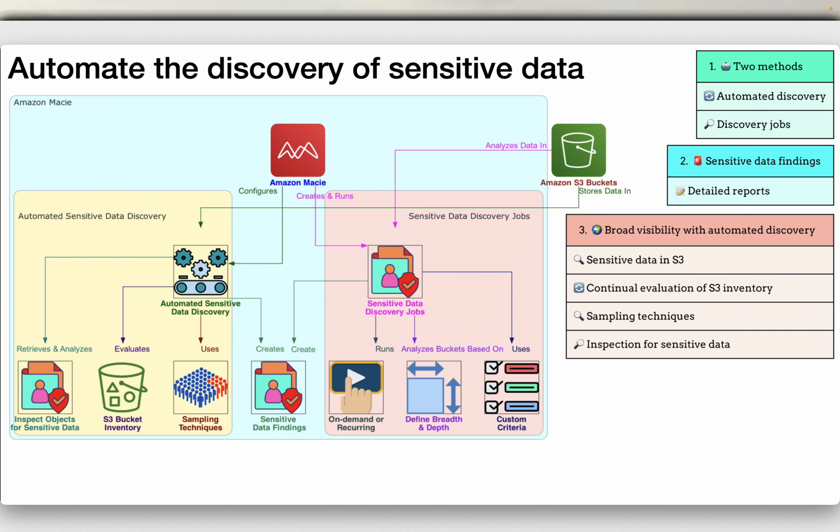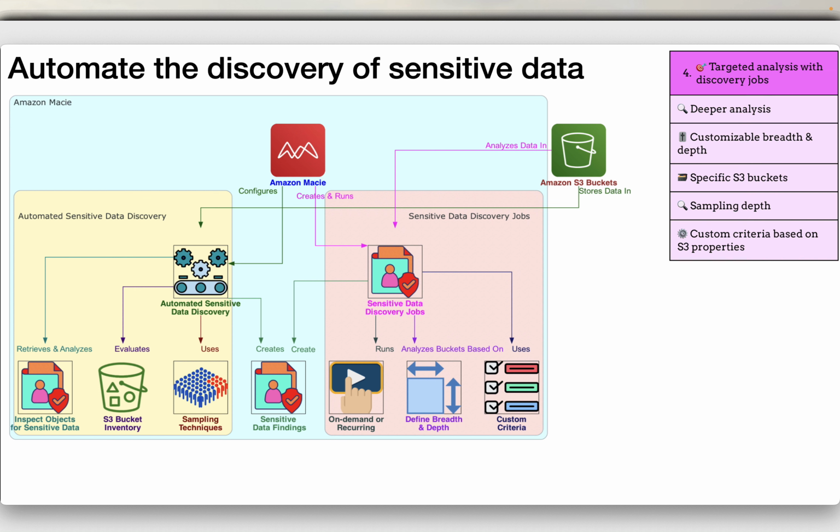Automated sensitive data discovery provides broad visibility into where sensitive data might reside in your Amazon S3 data estate. Macie continually evaluates your S3 bucket inventory, uses sampling techniques to select representative objects and inspects them for sensitive data. Sensitive data discovery jobs provide deeper, more targeted analysis. You define the breadth and depth of the analysis, including the S3 buckets to analyze, the sampling depth, and custom criteria based on S3 object properties.